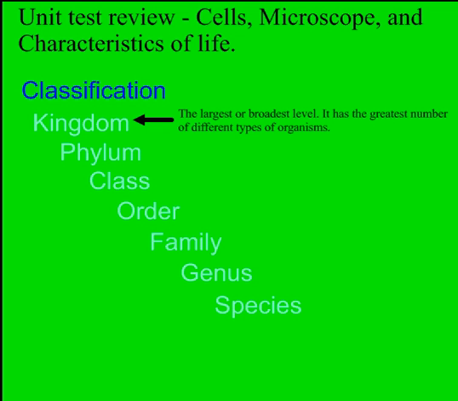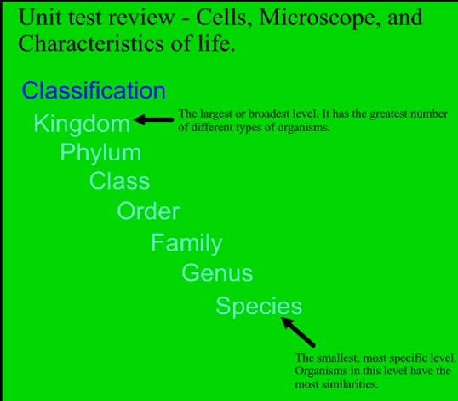The largest or broadest level is the kingdom level up the top, and it has the greatest number of different types of organisms. The smallest, most specific level is species, and here the organisms would have the most similarities. To remember the levels of classification in order, remember this silly mnemonic: King Philip's class ordered 4 giant sandwiches.